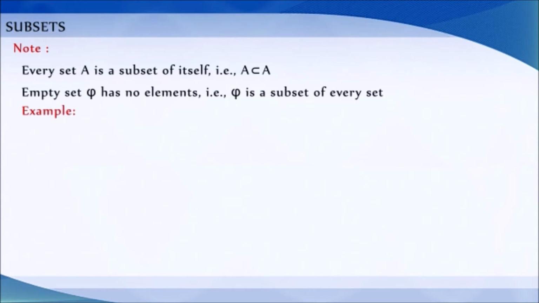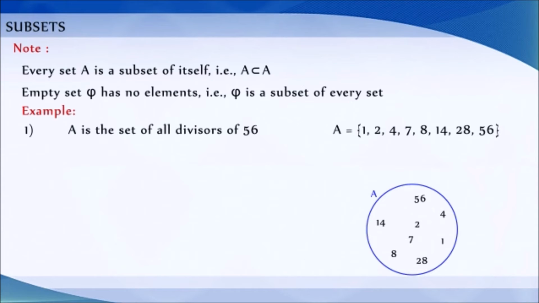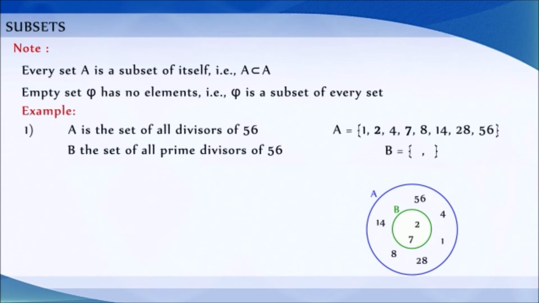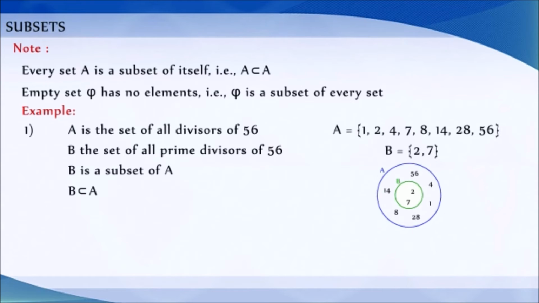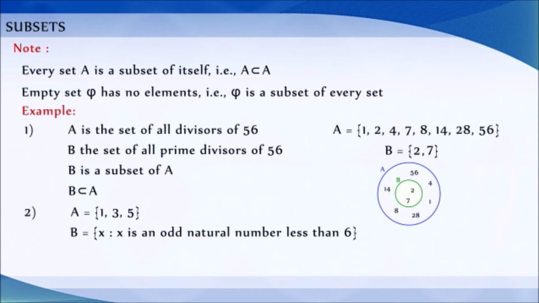Examples: if A is the set of all divisors of 56 and B the set of all prime divisors of 56, then B is a subset of A and we write B subset A. Let A is equal to set 1, 3, 5 and B is equal to set of all x such that x is an odd natural number less than 6. Then A is subset of B and B subset of A, and hence we get A is equal to B.